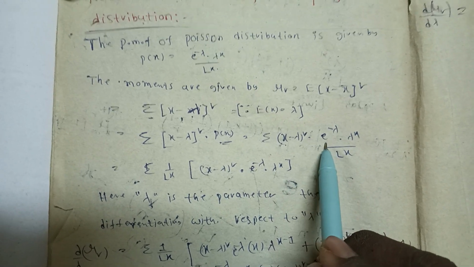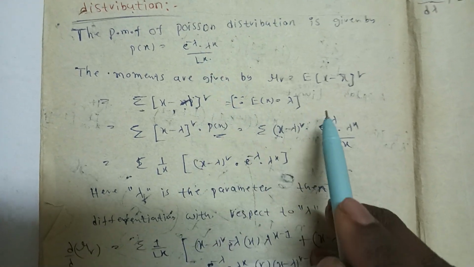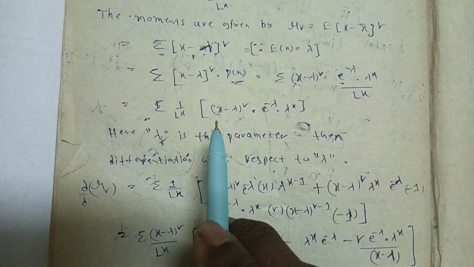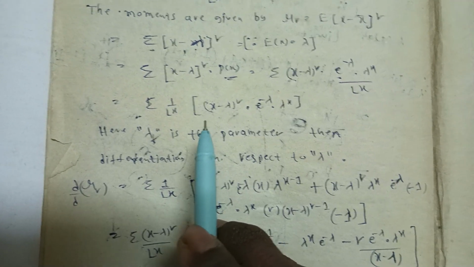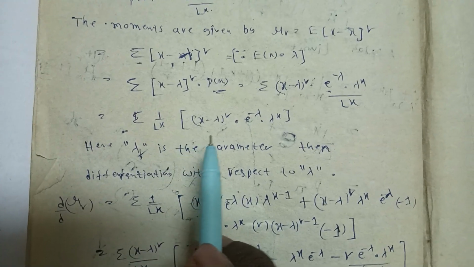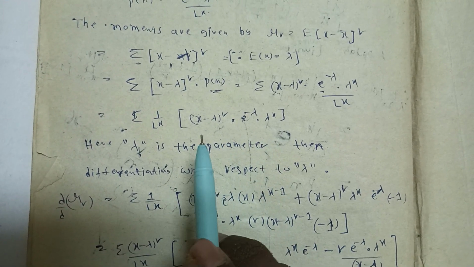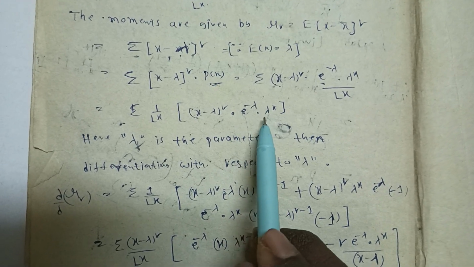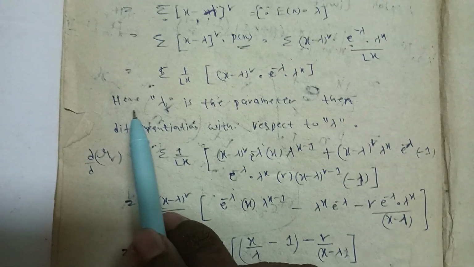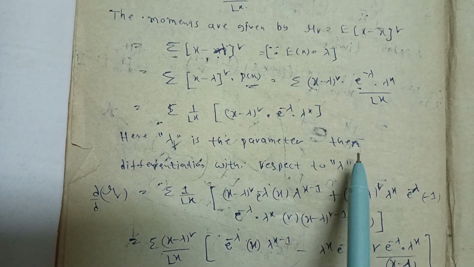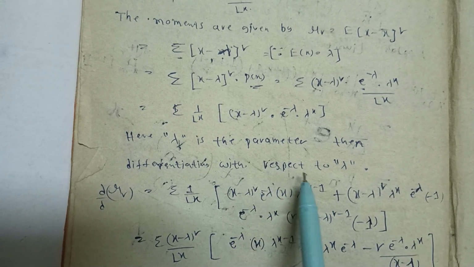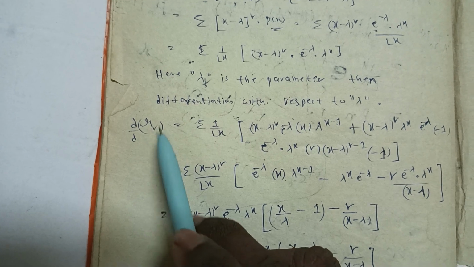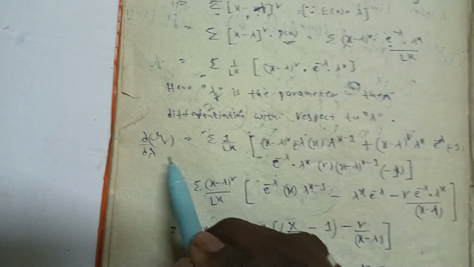What is the P(x) of the Poisson distribution? e^(-λ) λ^x / x!. So if you take 1/x! common, this will be the value of the summation of (x - λ)^r e^(-λ) λ^x. Here λ is the parameter, then differentiate with respect to λ, that is d/dλ of μ_r.